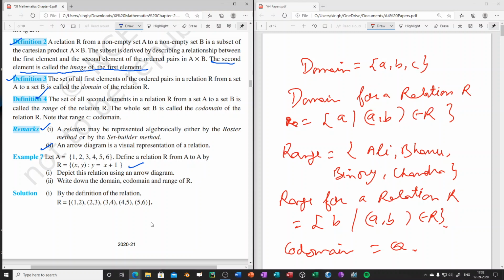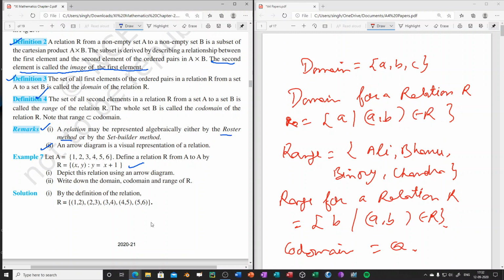So what is this relation? This relation R is defined in set builder form, because we have here the property which is common for all the elements of the set R. The second task is to depict this relation using an arrow diagram, which we will see in the solution is very simple. And write down the domain, codomain and range of R. So how many ways of writing relation R? Either we can write it in roster form, or in set builder form, or we can show it diagrammatically.